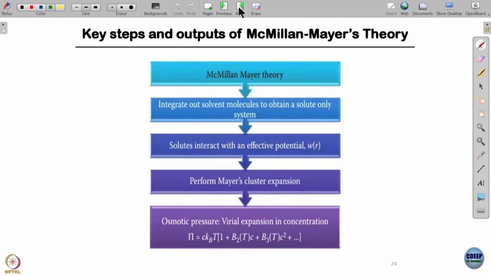So, this is a flow chart, I hope you can read it, that integrates out solvent molecules to obtain solids. On the system, solids interact with an effective potential W(R). Perform Mayer's cluster expansion, and then once you do, you get this beautiful result, where C is the concentration, or the mole fraction. You get the second virial coefficient. So, for the osmotic pressure, you have a virial expansion.